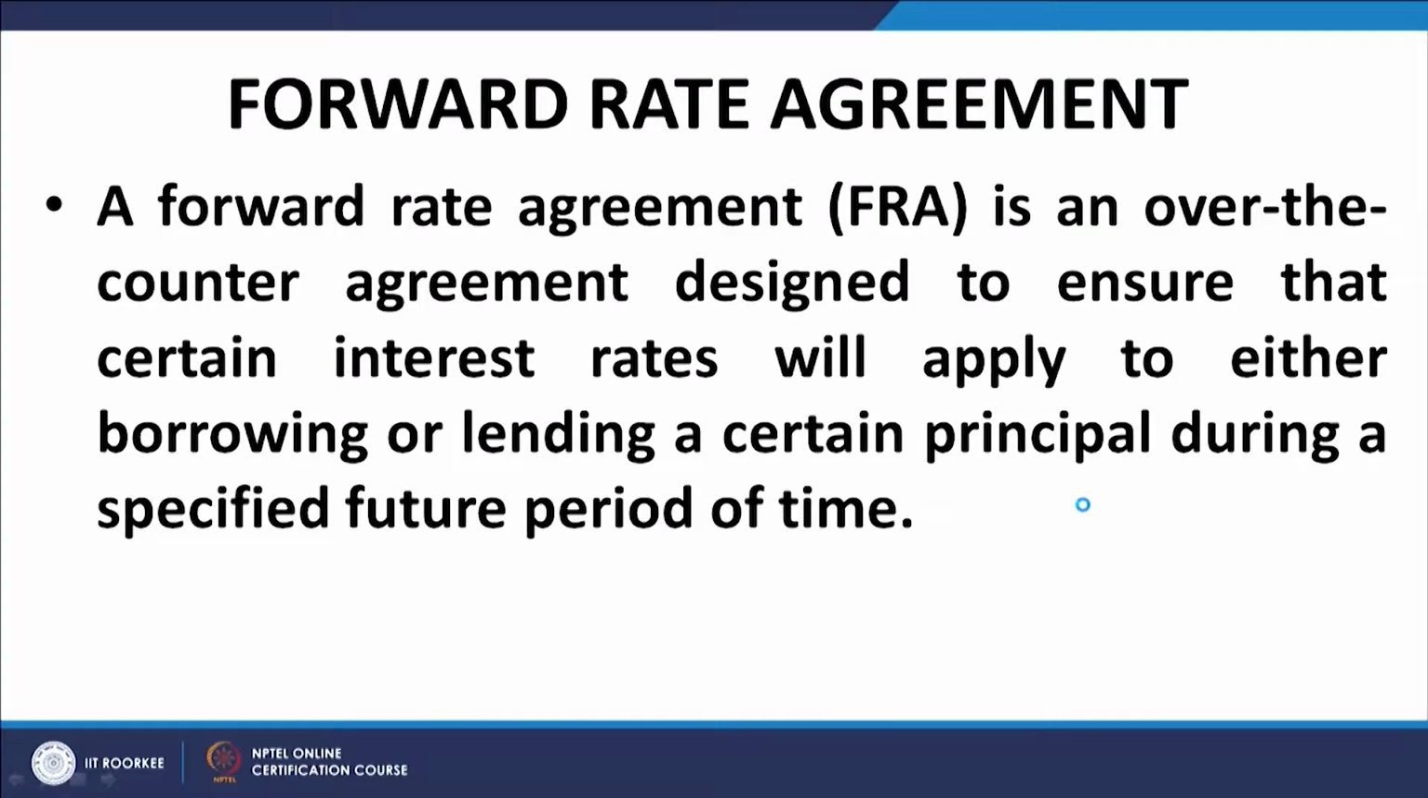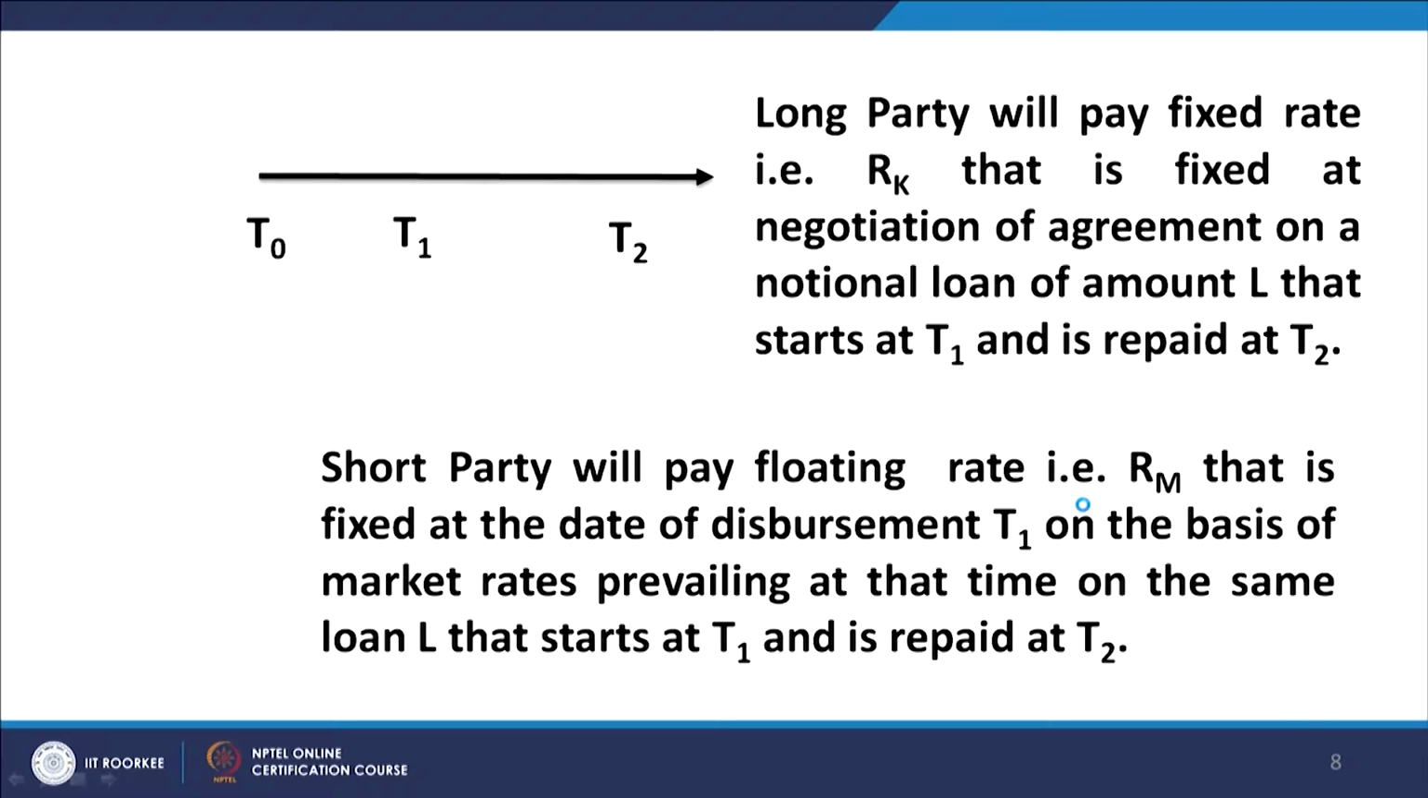So, in a sense, a forward rate agreement is an agreement between two parties. The buyer of the agreement agrees that, let me explain it with a diagram. I have it here. The buyer of the agreement, suppose the agreement is negotiated at t equal to t0.